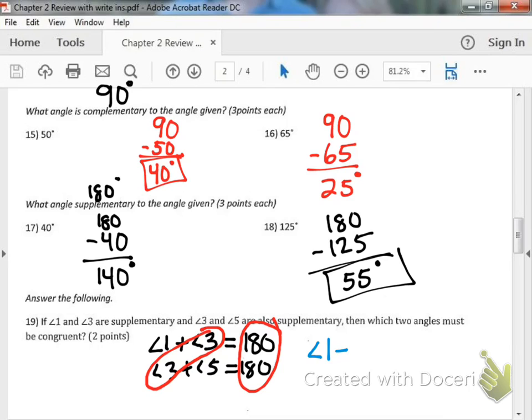So 1 and 5. Actually, we'll just use the congruent symbol. 1 and 5 have to be congruent. Again, that is a theorem straight from your notes. Go back and study that if you'd like. Or just try to remember that if they add to give you the same thing and 2 of them are the exact same angle, the other 2 have to be congruent. Questions?